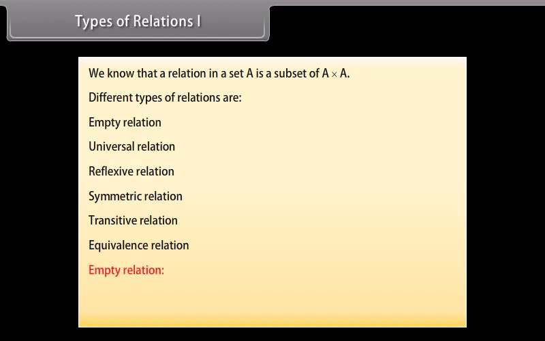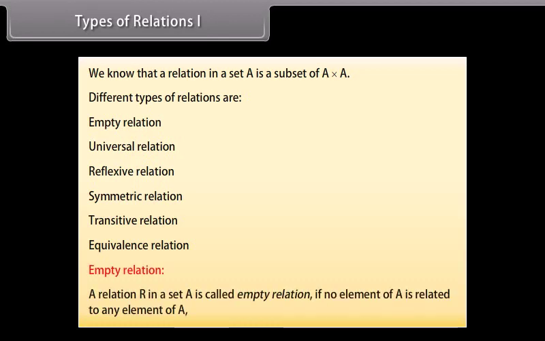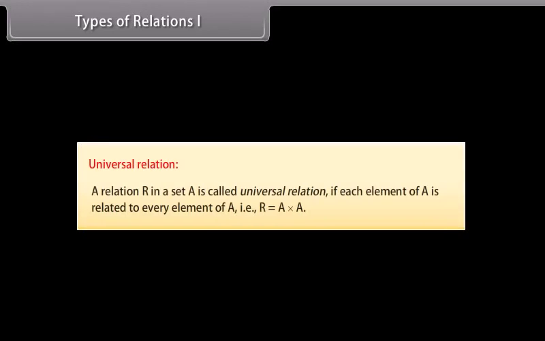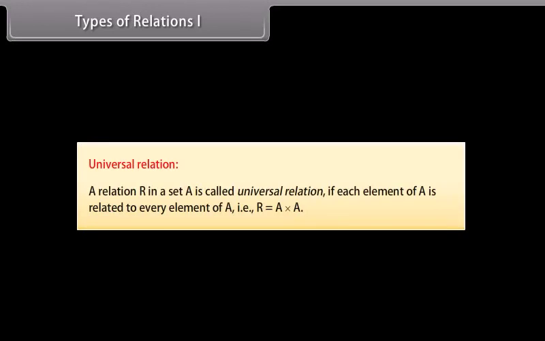Empty relation. A relation R in a set A is called empty relation if no element of A is related to any element of A. That is, relation R is equal to null set, which is a subset of A cross A. Universal relation. A relation R in a set A is called universal relation if each element of A is related to every element of A, that is, R is equal to A cross A.